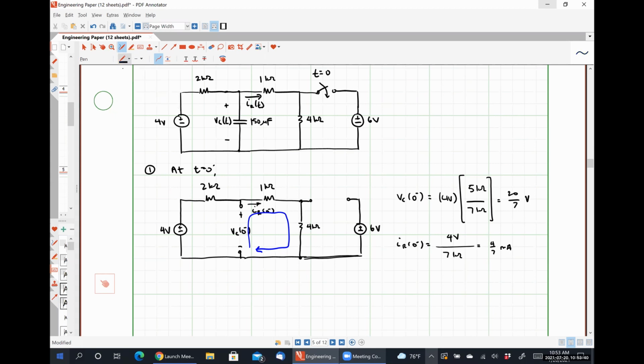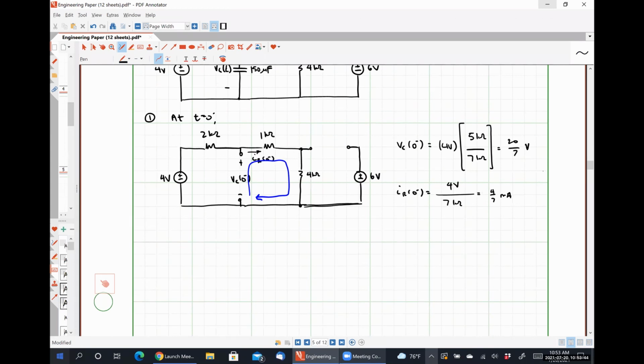All right. Now we will analyze the circuit at t is equal to 0 plus. So our 4 volt source continues to be a 4 volt source. Our 2 kiloohm resistor is a 2 kiloohm resistor. We'll talk about what's going on with the capacitor in a second. Here we have our 1 kiloohm resistor. Here is our 4 kiloohm resistor. At t is equal to 0, our switch, so we'll have a short circuit here that will connect the 6 volt source into the circuit.